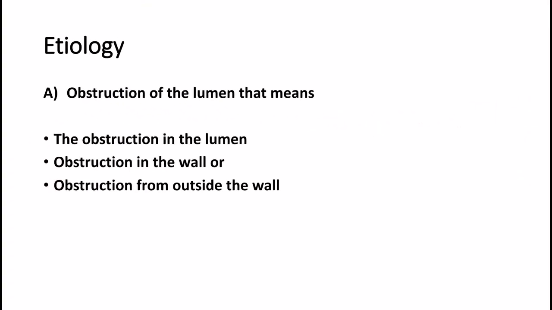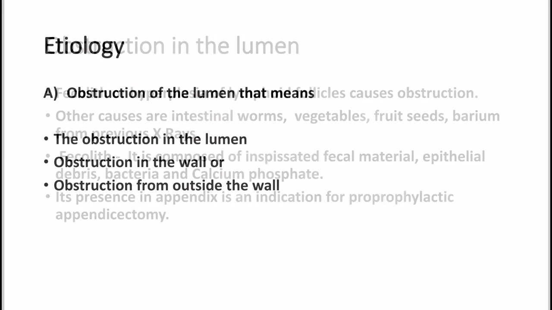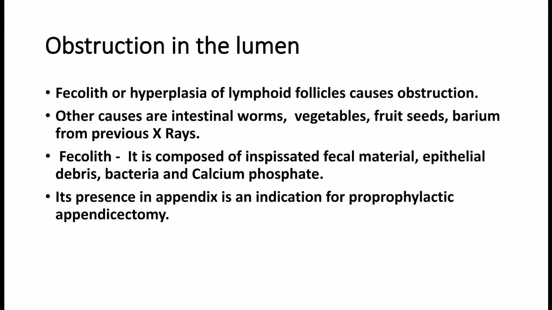Etiology. A. Obstruction of the lumen. That means the obstruction in the lumen, obstruction in the wall or obstruction from outside the wall. First we will see obstruction in the lumen. Fecolith or hyperplasia of lymphoid follicles causes obstruction. Other causes are intestinal worms, vegetables, fruit seeds, barium from previous X-rays, etc.